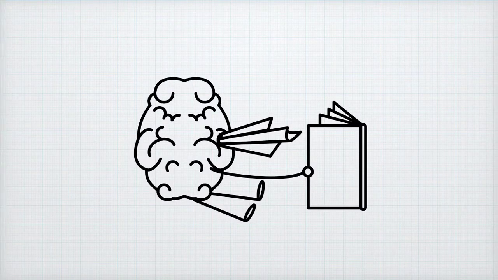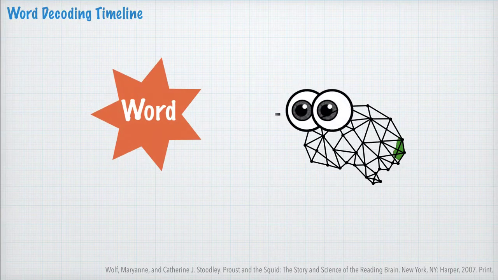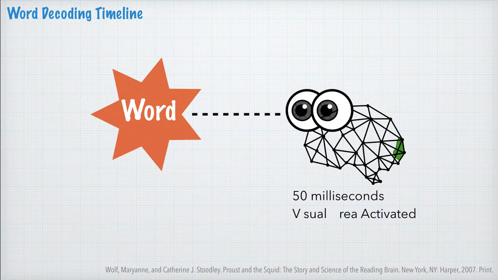Okay. Thank you, Josh. This is a portrayal of what a fluent reader looks like, moving through the steps required to decode a single word. So we start off with the brain recognizing a word in the first 50 milliseconds of time, and that's where the visual areas in the brain are activated.